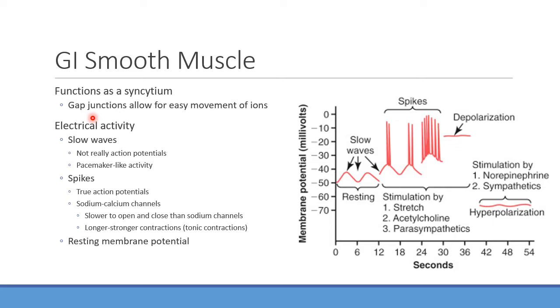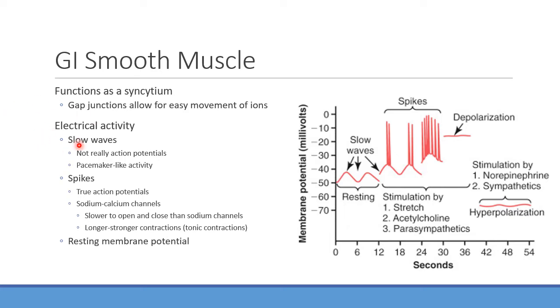Okay? Now, what you're going to find is the activity is a little different in the GI tract based on different things. The contractions are very different than what we see with, say, for instance, the heart, right? The heart is going to be beating and relaxing. With the GI tract, you're going to see much longer, stronger contractions that can occur over a long period of time there.